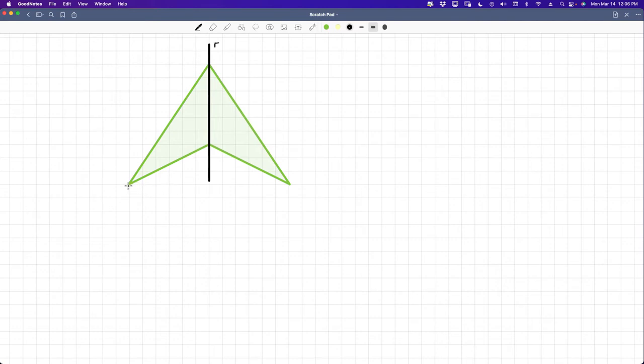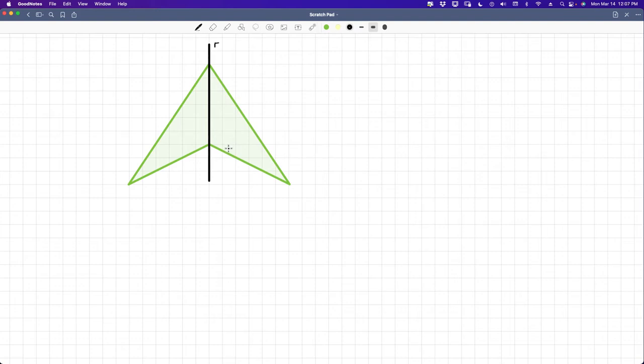1, 2, 3, 4, 5, 6 intersections or 6 squares on that side, and then 1, 2, 3, 4, 5, 6 squares from the center line on this side. And they both stop on the same line. So it tells me both of these are mirror images of the other.